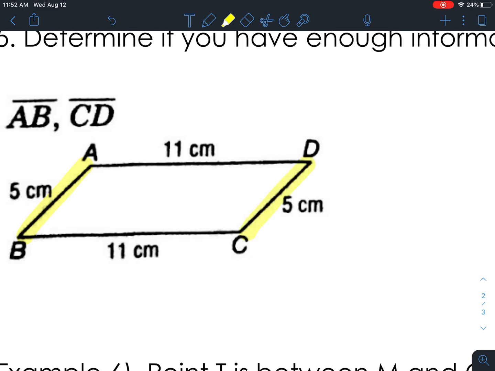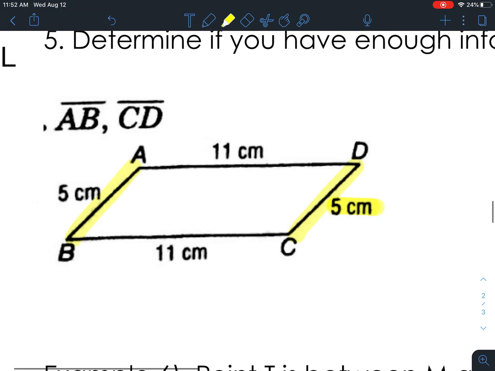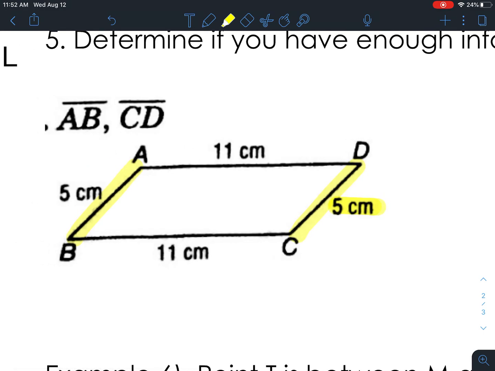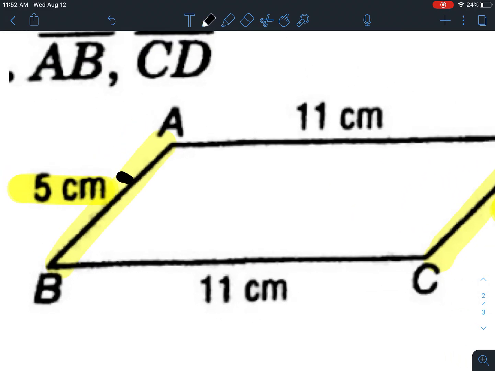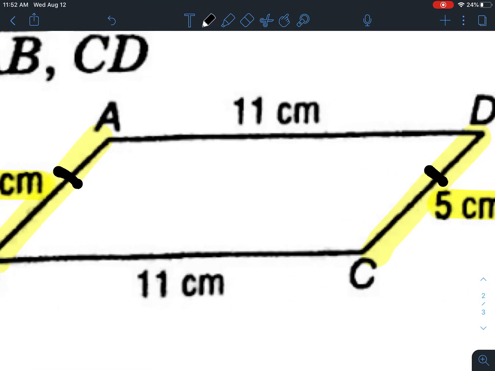Okay. So let's go back to our definition of congruence. Congruence again means that segments have the exact same length, right? So if you notice, CD has a length of 5 centimeters. AB also has a length of 5 centimeters, which means that they have the exact same length. And if they have the exact same length, we know then that segment AB is congruent to segment CD. And I just put those little tick marks to state that yes, these are congruent.